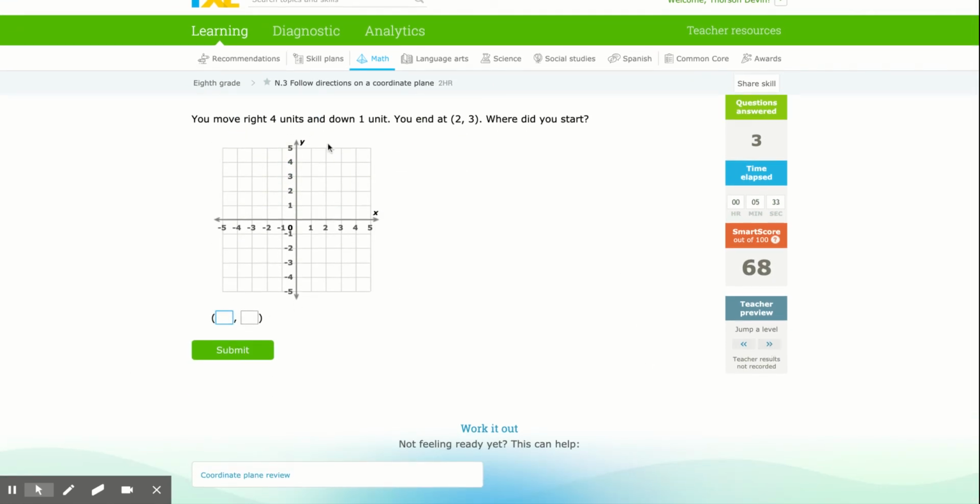Let's do one more of those. So again, I'm not even going to use the grid. I'm just going to say, all right, I ended at 2, 3, and I got there from some unknown point, and I got there by moving right 4. So what that means, if I move right, I had to have added 4 to this value to get to 2. And then I moved down 1. That means I minused 1 from the y value to get to this y value.